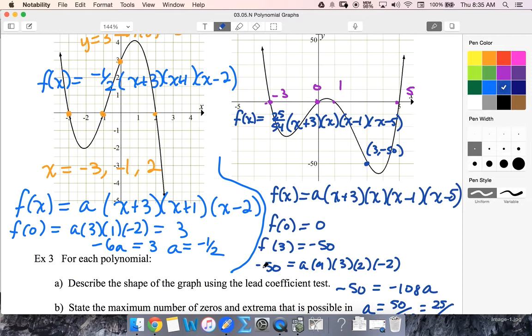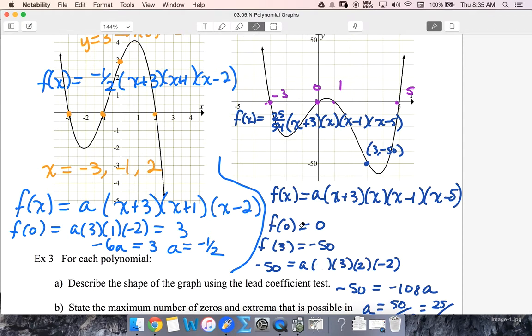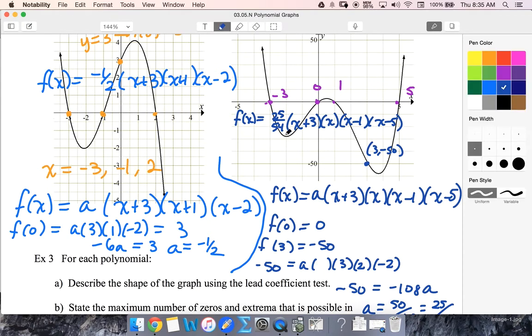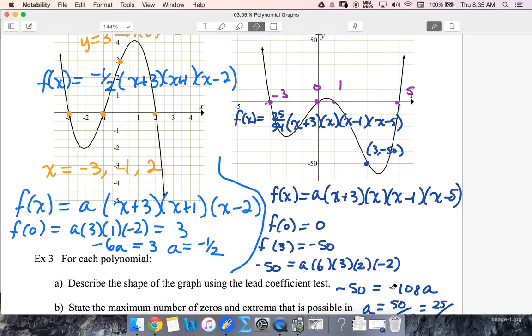3, negative 50. Oh, look at that. 3 plus 3 is 6, not 9. All right, well, there's an error for us. 6, so this would be not 108. Let's change our value, and this is why it's good to check, right?